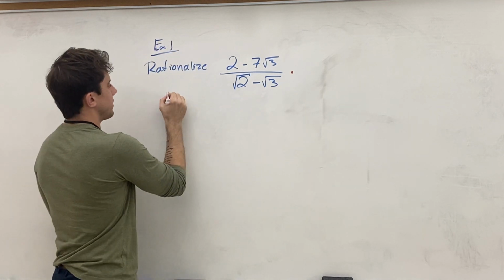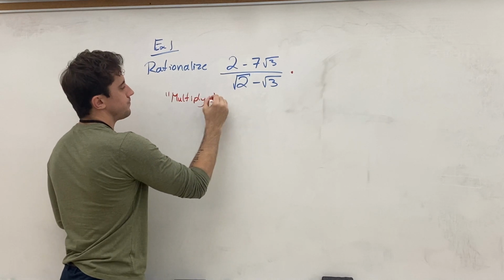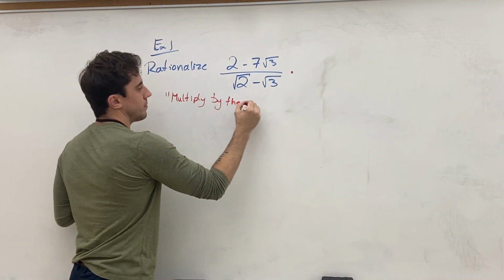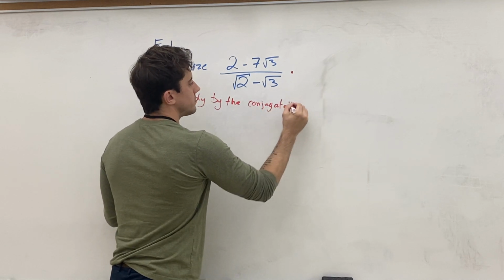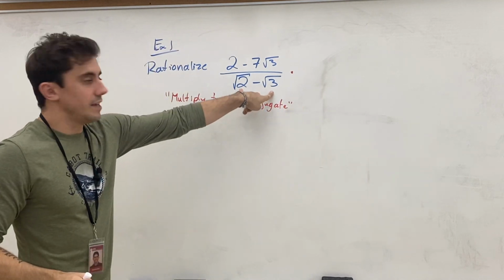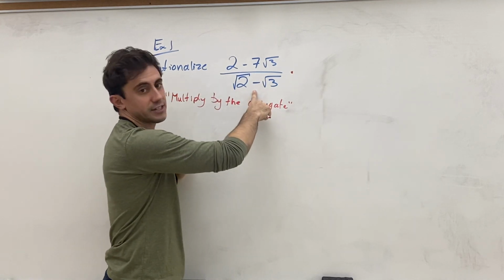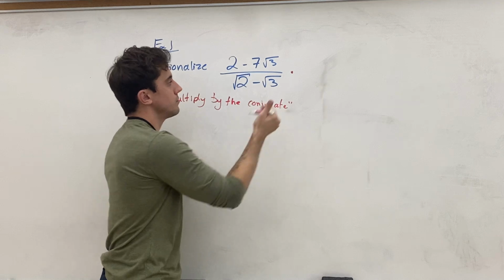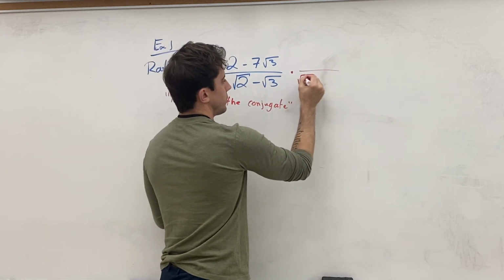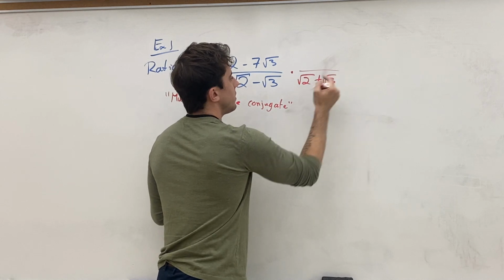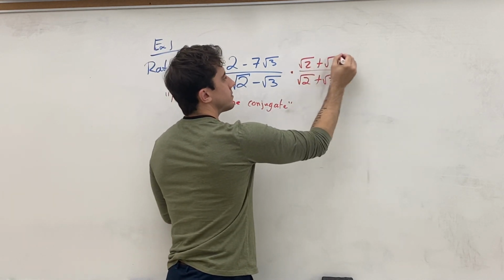Okay, I'll write that out. Multiply by the conjugate of the denominator. The conjugate of the denominator is the same two radicals with a changed sign in between them. So the conjugate of root 2 minus root 3 is simply root 2 plus root 3. Okay? And we're going to multiply the top and the bottom by this conjugate.